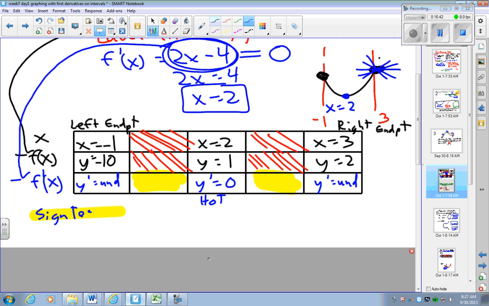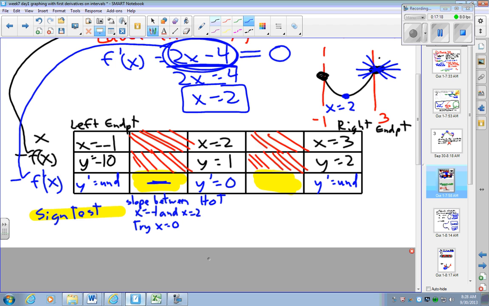So we're going to sign test here. I want the slope between x equals negative 1 and x equals 2. Any point you plug in between negative 1 and 2 is going to have the exact same slope sign, positive or negative. So for me, the best number I would plug in is x equals 0, because it's in between. If I plug 0 into the blue guy again, 2 times 0 is 0, minus 4 is negative.